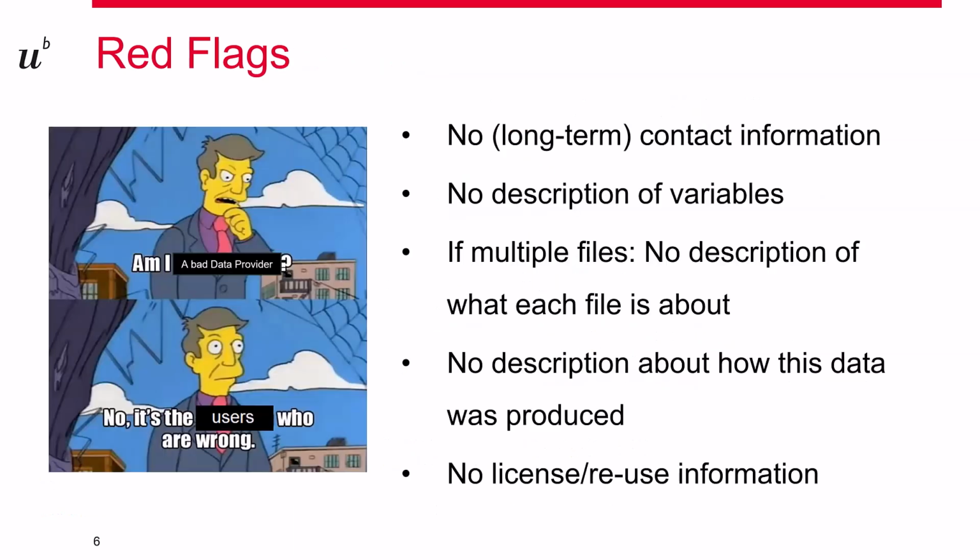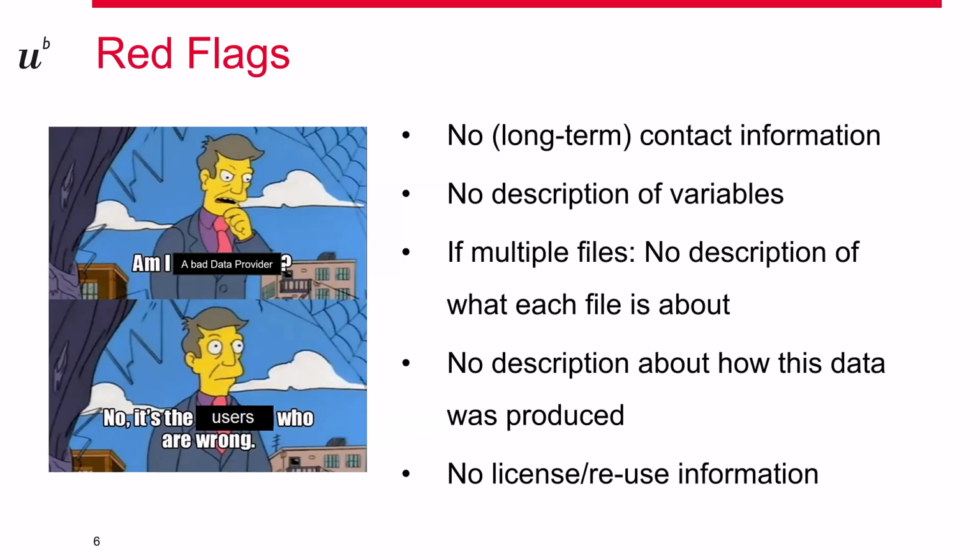So what would be typical red flags that we could see from these README files? Number one is there was no contact information in any of those examples, and this is really an essential part of a README. Another red flag would be no description of variables. We saw one of those examples had that, great, but the others didn't.